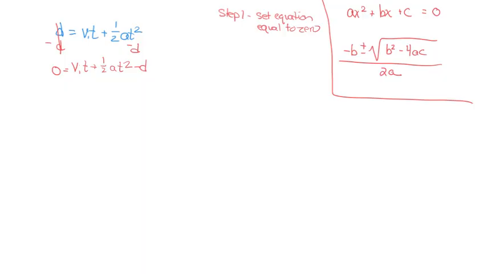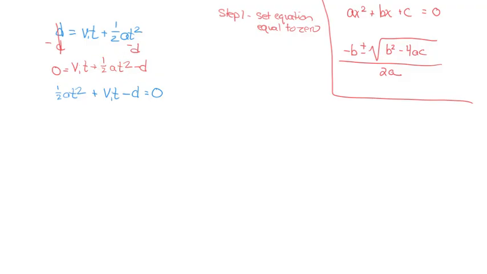So this almost matches this equation exactly, except for the formatting. So we can just rearrange this so that it looks more like this would be x squared, then the x, and then the no x there equals 0. So I'll just rewrite that. So this is going to be 1/2 a t squared plus vi t minus d equals 0.